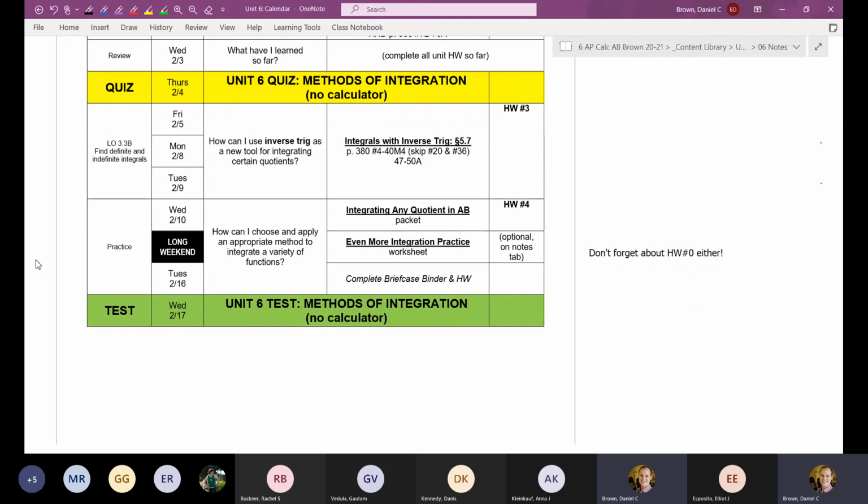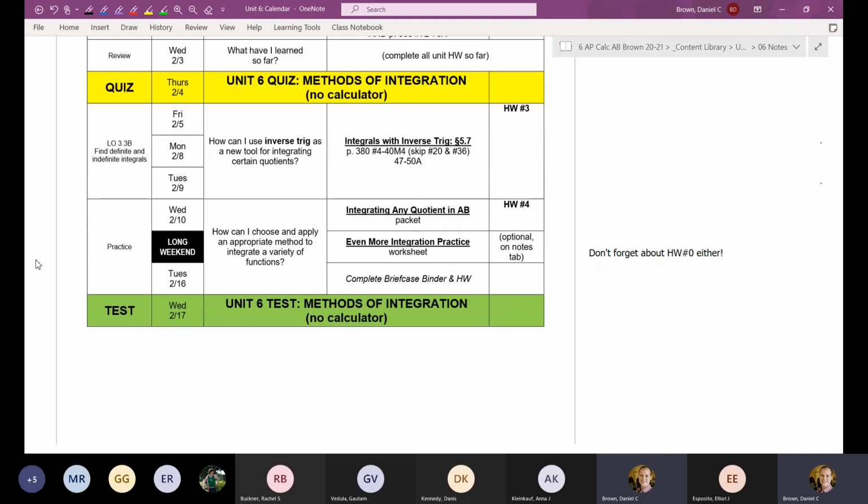Do want to acknowledge that if you are new to me this semester, as in you came from Gav's first semester, you unfortunately did not learn how to take the derivative of inverse trig. So I'm going to do a very quick review for you, and probably everyone else needs a good review of the derivative of inverse trig anyways. But then we're going to talk about how we can integrate with inverse trig.